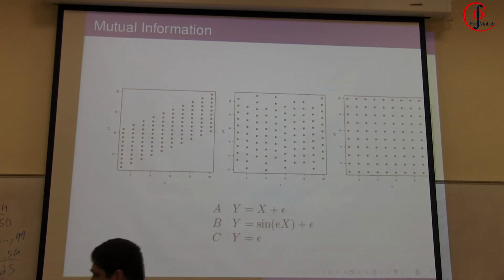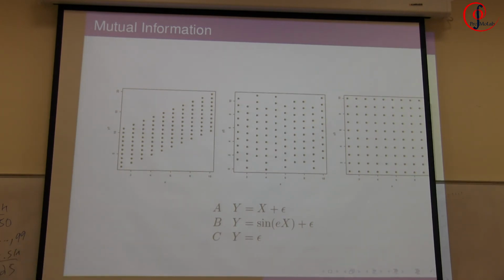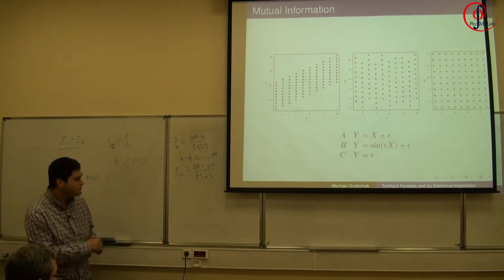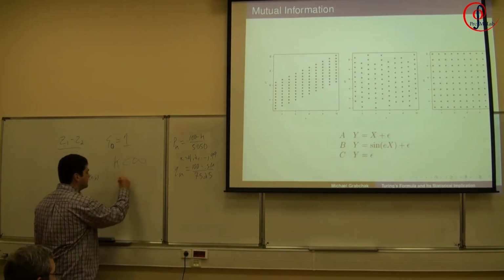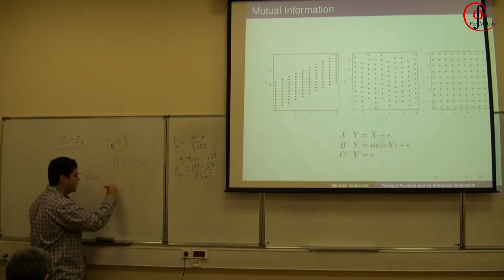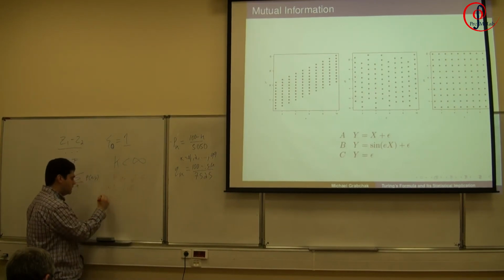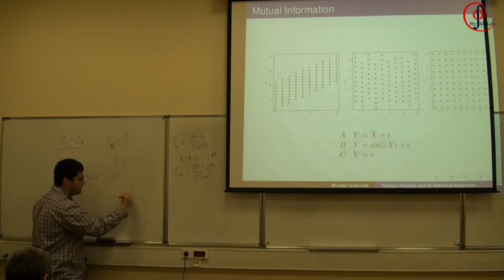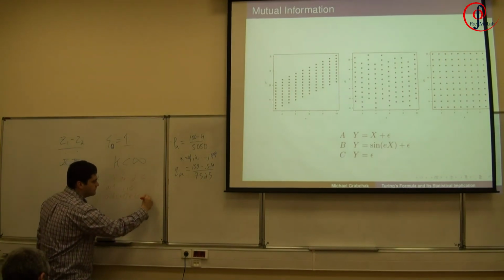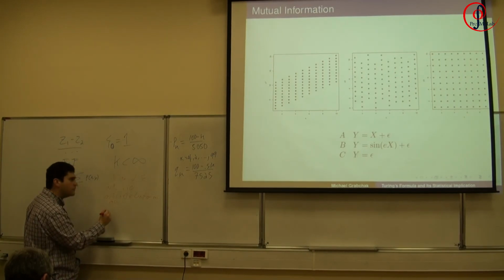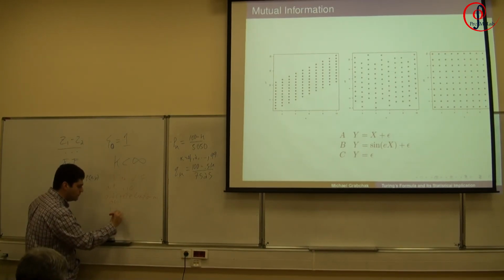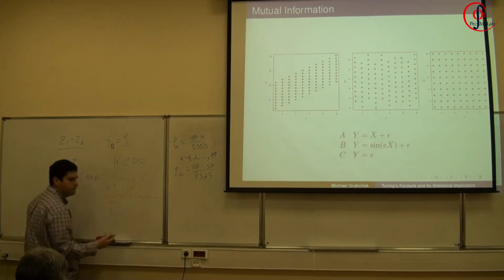And the distributions here: x and epsilon are IID, discrete uniform on, I don't think I included 0, 1, 2, up to 10.